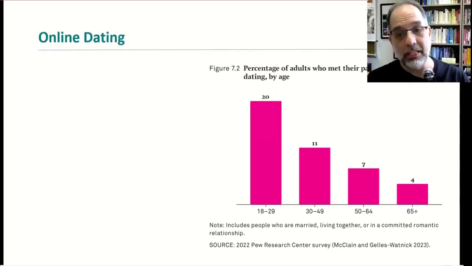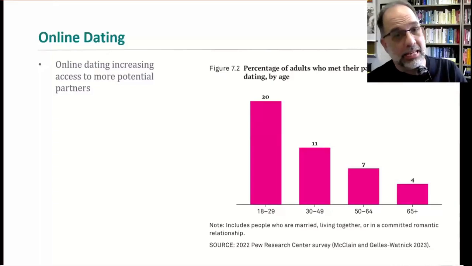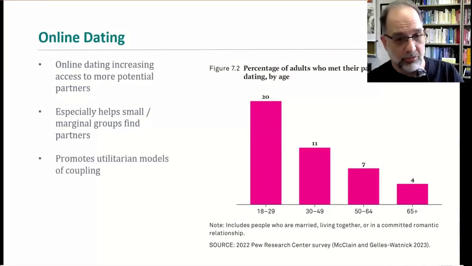online dating, specifically dating online, is pretty big. About 20% of young adults met their current partner through online dating. That is not just interacting online, but specifically through something like a dating app. This increases the number of people that people have access to when they're considering potential partners. It's especially important for people who are members of small groups or marginalized groups, where you can't just walk into a bar or walk into a crowded room and find somebody who is like you or meets your criteria. The internet is great for that.